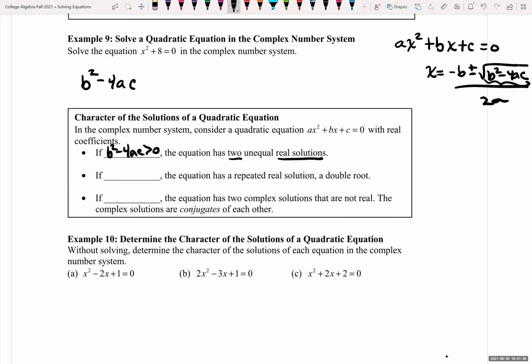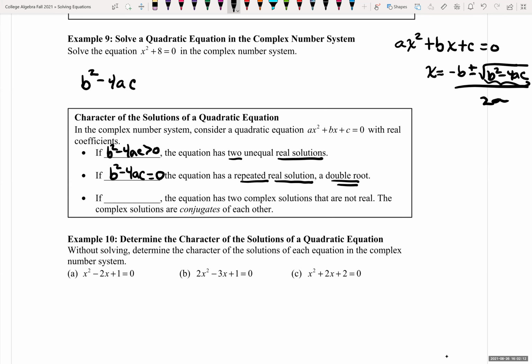If our value was equal to 0, well, the square root of 0 is 0. So that's negative b in the numerator plus 0, which is the same thing as negative b minus 0. And so we're going to have one solution, but it's repeating itself. We'll see that that's kind of important when we get into graphing. So the equation has a repeated real solution. We call it a double root, or it has multiplicity of 2. We'll talk about multiplicity later, though.